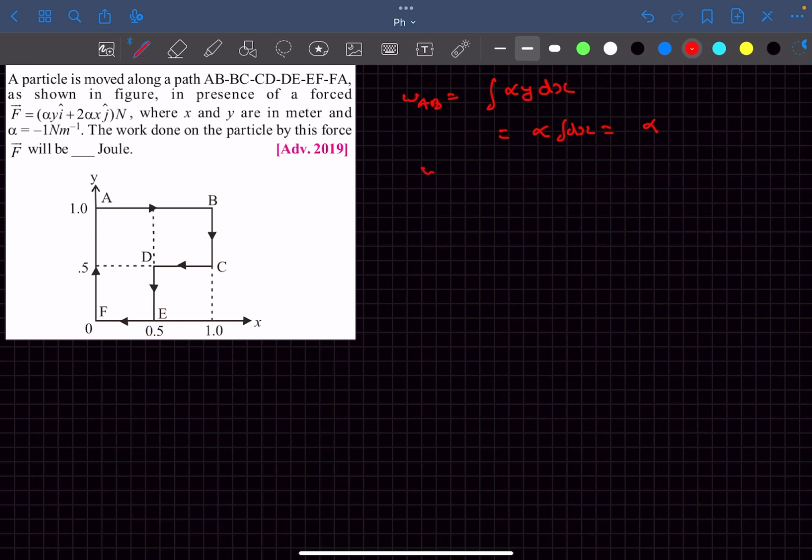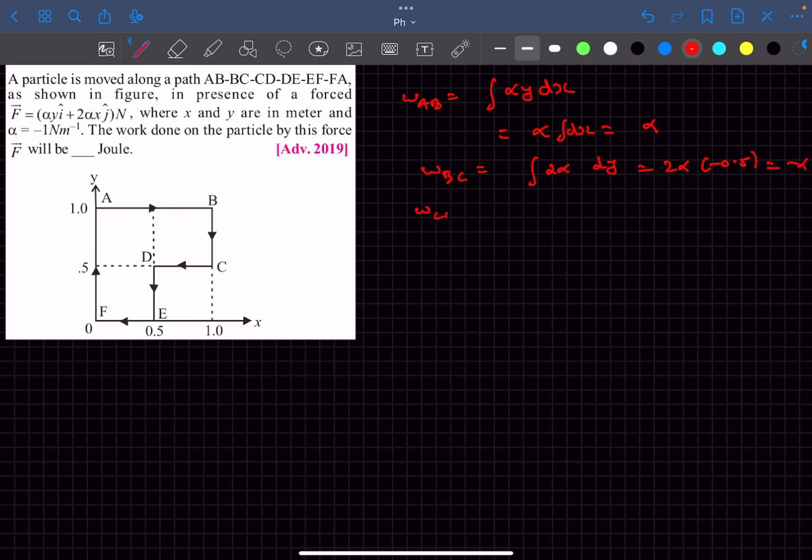Now the work done along path BC would similarly only depend on the y component, which is 2 alpha x dy, and the x component here is constant and is equal to 1. So this comes out to be 2 alpha times integral dy. The final limit for y is 0.5 and the initial limit is 1. So integral dy would be minus 0.5, and this should be minus alpha.